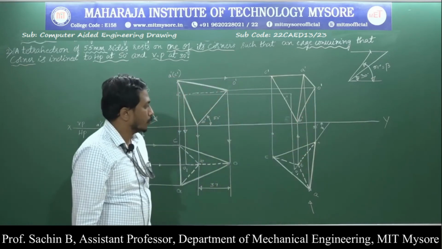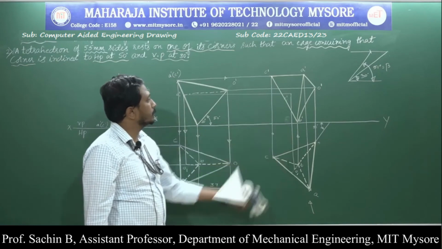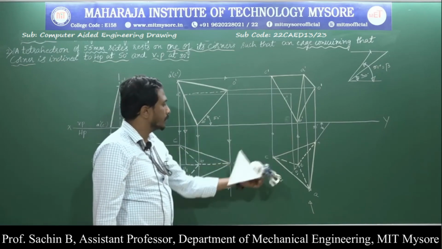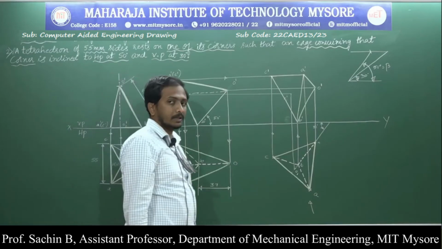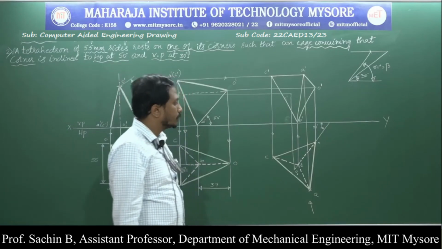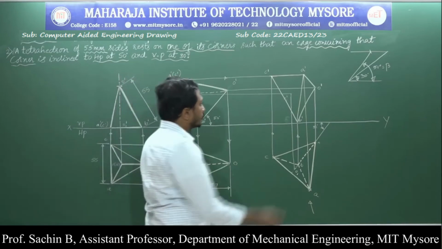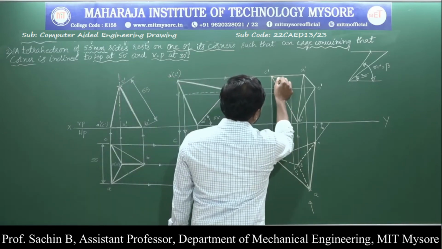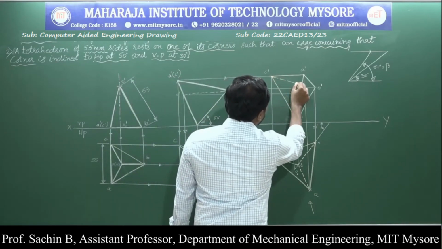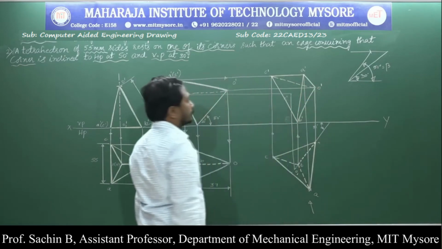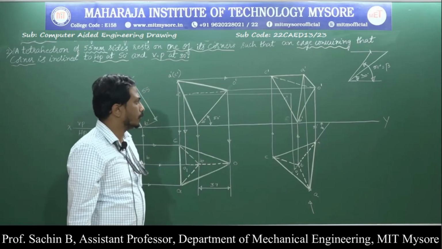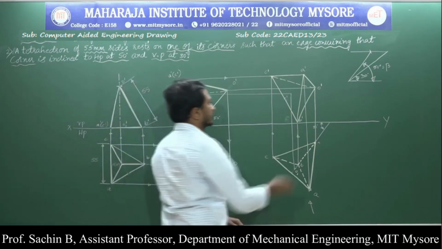Next, O to A is already visible, O to B is already visible, and the only invisible edge that is not visible for us is O to C, which is far away from the observer. I will draw it with hidden lines, O to C. Next, I will go for drawing the axis.